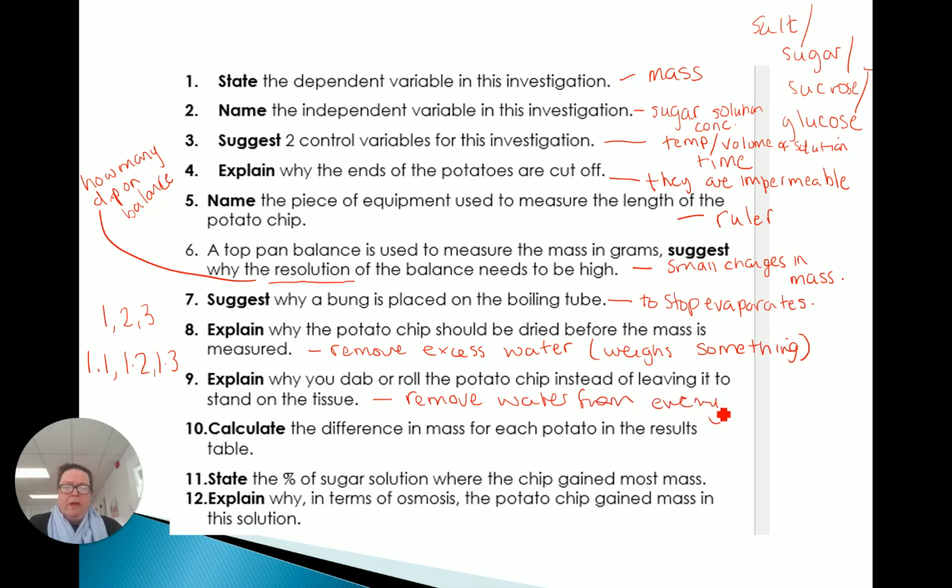This experiment, by the way, I don't think I've seen an exam paper without it in. I think it comes, I've seen it every year, so know it well.